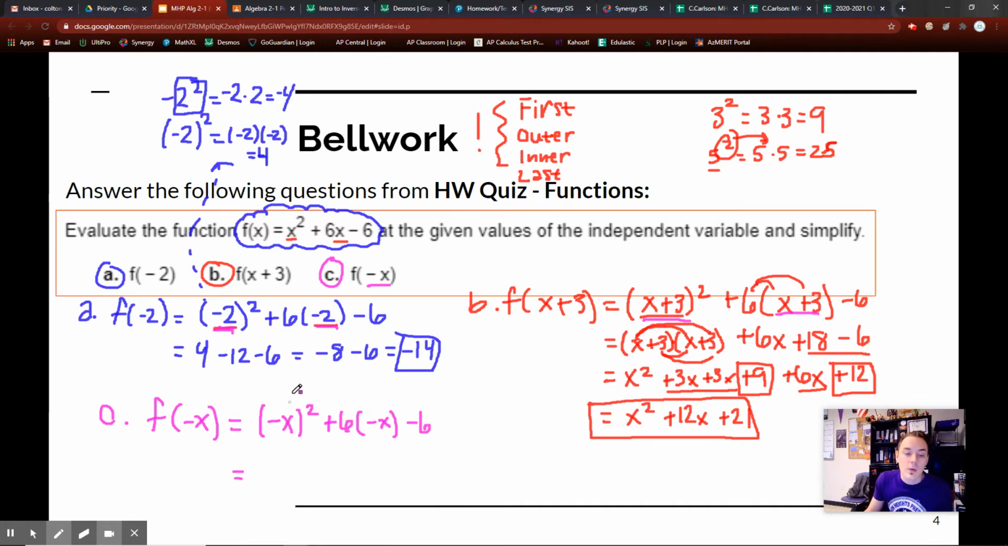What does this mean? Well, if I square anything, can I ever get a negative? No, I never get a negative.